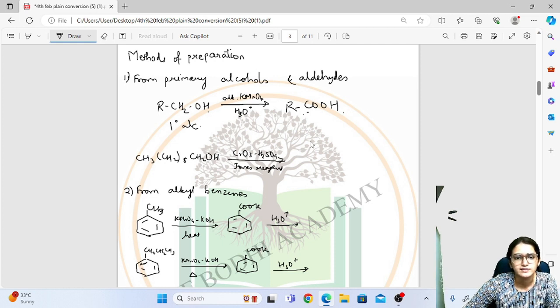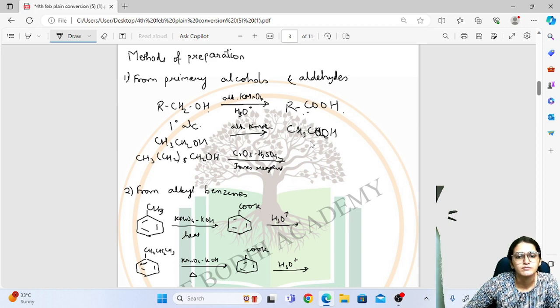So if I take a simple example over here, then CH3CH2OH, that is ethanol, when treated with alkaline KMnO4 will give ethanoic acid, CH3COOH. So this is ethanoic acid.